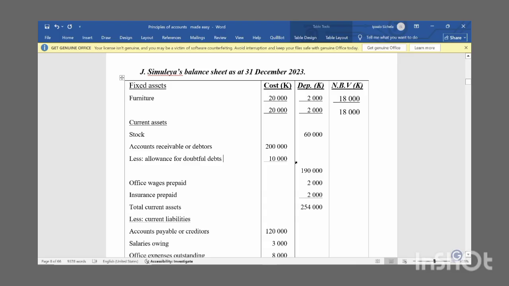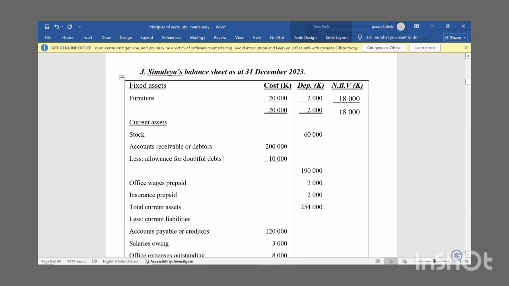So in the balance sheet, we'll put the new provision, while in the trading profit and loss account or income statement, we put the increase or decrease. So you should know the difference. You do not put the same amount for provision for bad debts in the trading profit and loss account and the balance sheet. There are two different figures. In the trading profit and loss account, you put the increase or decrease, while in the balance sheet, you put the new provision, which was 10,000. So 10,000 will be subtracted from 200,000 to get 190,000.